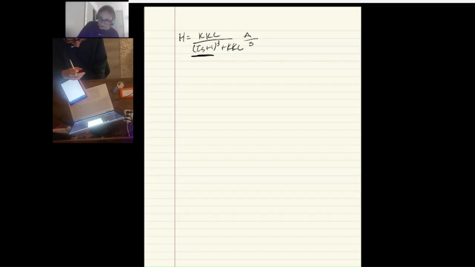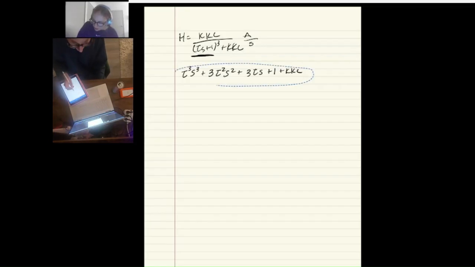So we can factor out this polynomial, right? It's tau cubed s cubed plus 3 tau squared s squared plus 3 tau s plus 1 plus K Kc. And I'm going to make this a little smaller.